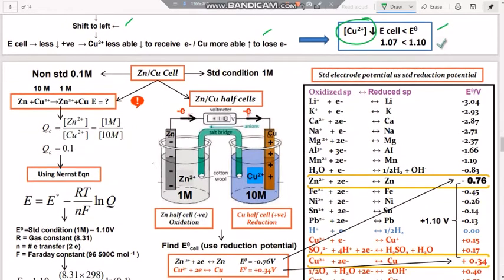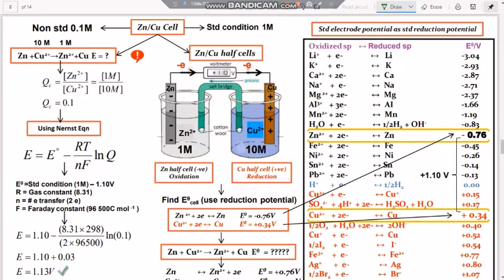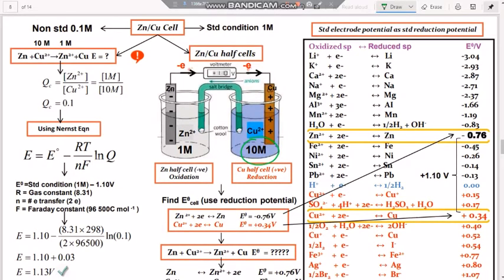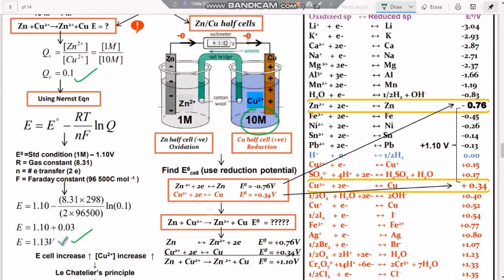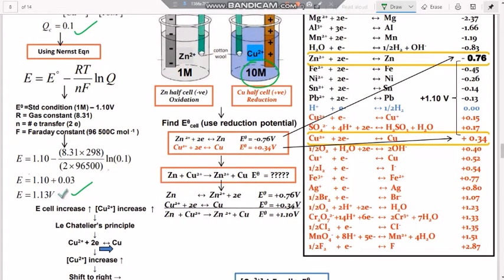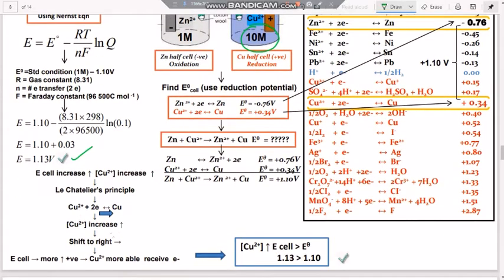Next, we see if the concentration of copper ion is increased to 10 molarity, we have taken 10 molarity here. The QC value we got is 0.1. Substituting these values in the Nernst equation, the EMF of the cell we got is more than 1.10, because the equilibrium shifts towards the right according to Le Chatelier's principle, and the concentration of the copper ion is increased, so definitely the E cell will be increased.